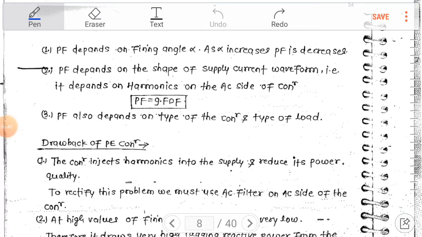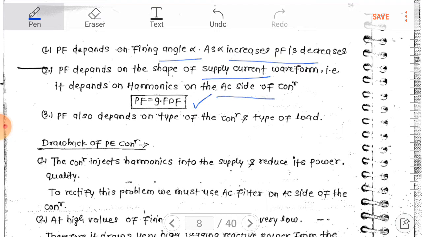Some conclusions related to power factor are that power factor depends on firing angle. As alpha increases, power factor decreases. Power factor depends on the shape of the supply current waveform, that is, it depends on harmonics on the AC side of the converter, because we have the formula power factor equals G into FDF.